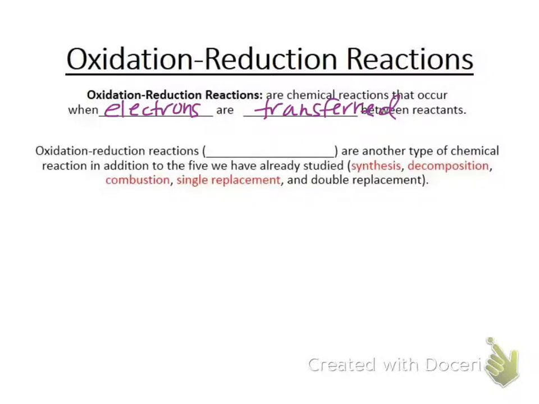Okay. The oxidation reduction reactions, like we said, we call them redox, are another type of chemical reaction. This says in addition to those we've already studied, but you'll see that the ones I have in red, synthesis, decomposition, combustion, and single replacement, are actually already redox reactions. We just didn't study them that way because we didn't talk about electron transfer. Double replacement reactions are not redox.